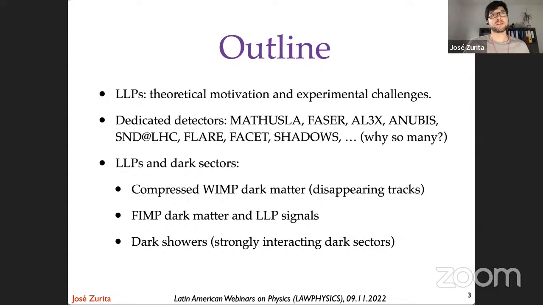Then I'm going to briefly touch upon, I'm not an experimentalist, but if you follow the arXiv, you might have seen that there are a lot of dedicated detectors for LLPs coming more or less once a month. You should have a new one. And then I will try to tell you what this idea is about and why there are so many.